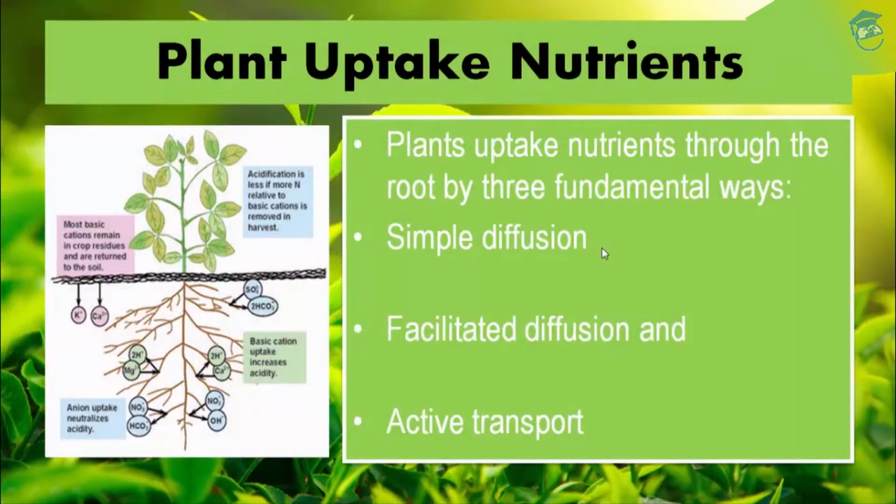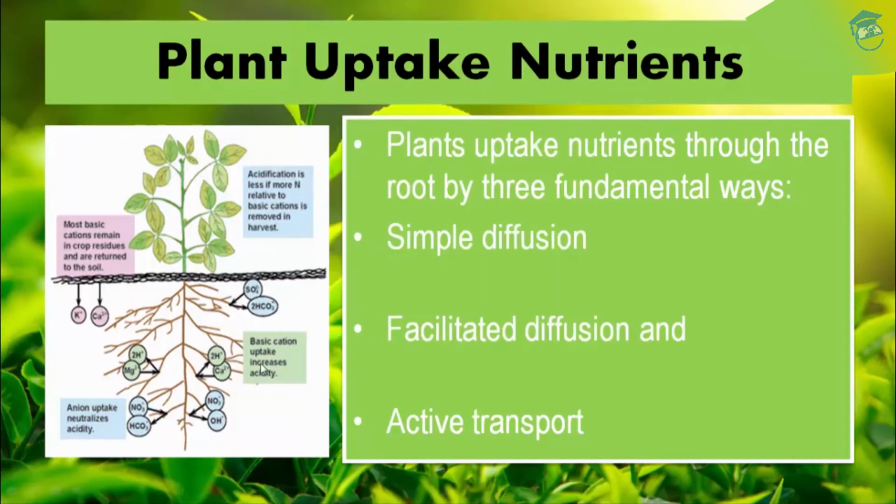Okay. Plants uptake nutrients through the root by three fundamental ways, students. First is simple diffusion, second is facilitated diffusion, and third is active transport, students. Okay. I'll explain these three processes in detail. Okay, so here just know that this is the plant, this is the root, this is the portion of the plant which is growing beneath the ground.